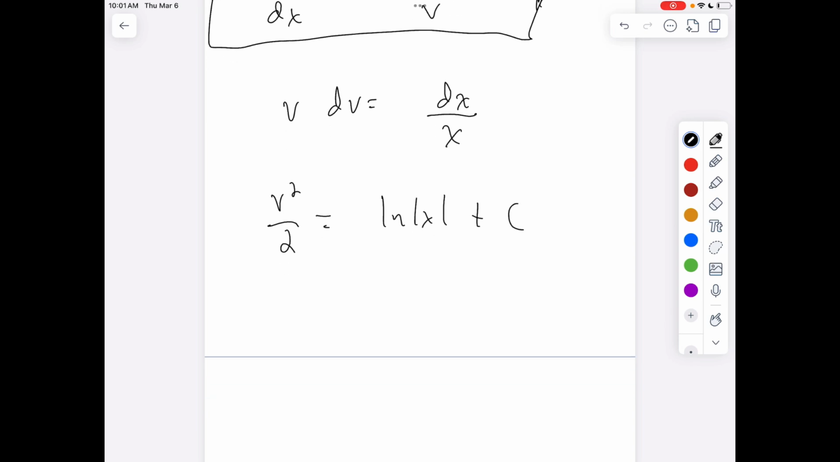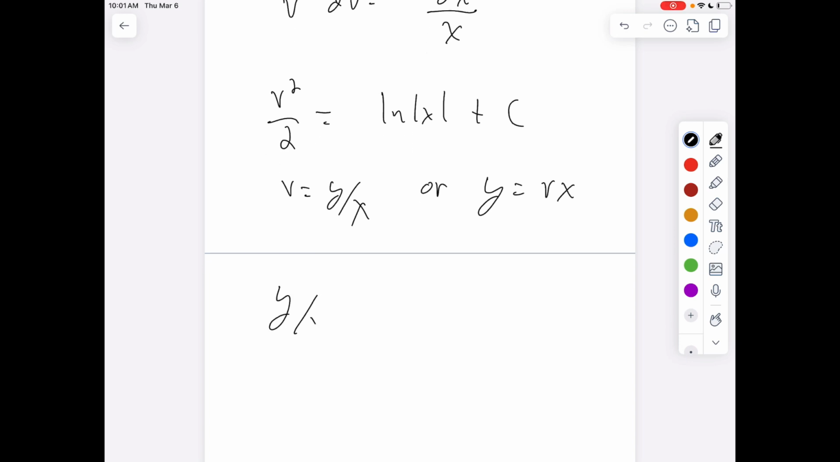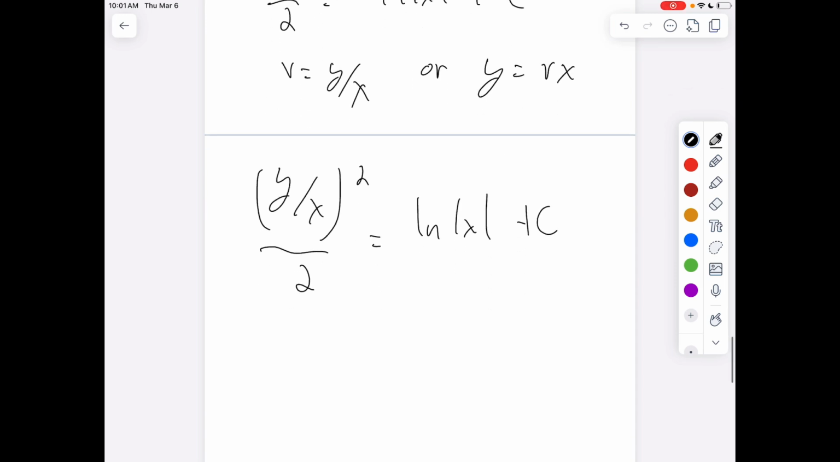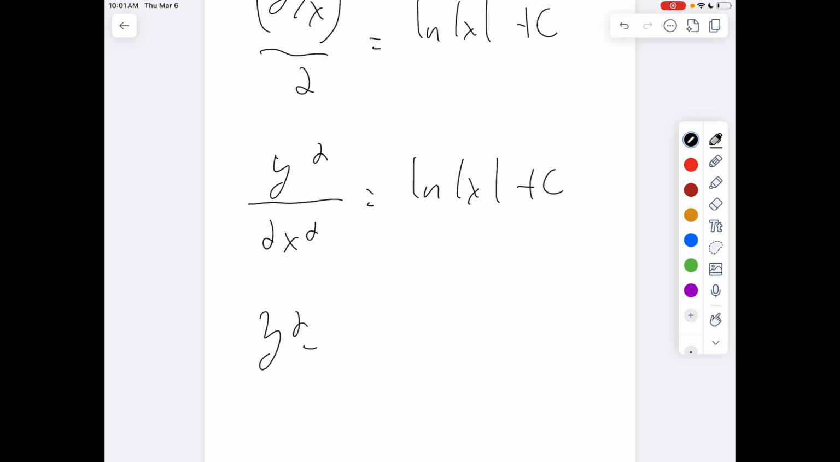And yeah, our goal though is to solve for y. And as you recall, we let v equal y over x. Or if you prefer working with y equals vx, you're going to replace v with y over x, so (y over x) squared over 2 equals ln of x plus c. And this would come out to be y squared over 2x squared equals ln of x plus c. In other words, y squared equals 2x squared ln of absolute value of x plus c times x squared. So I multiplied both sides going from here to here by 2x squared.